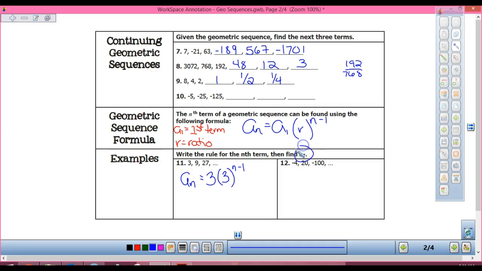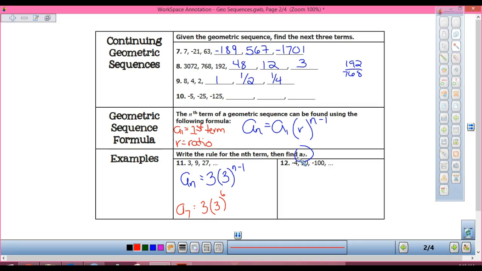And now, they want us to find a sub n. So what does that mean that we're going to do? We're going to plug that in for n, right? So 3 times 3 to the what power am I putting it to? To the 6th power, because I have to take my term minus 1. That's what this guy means to do. What that n minus 1 means to do is take the term that you're looking for, n minus 1.